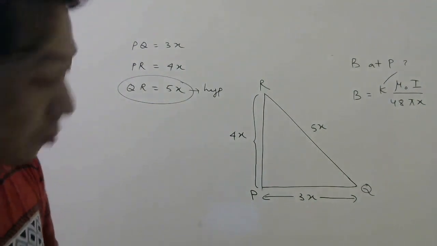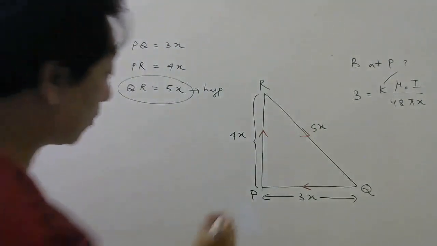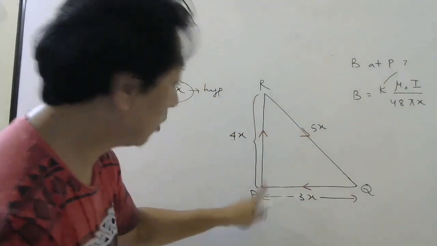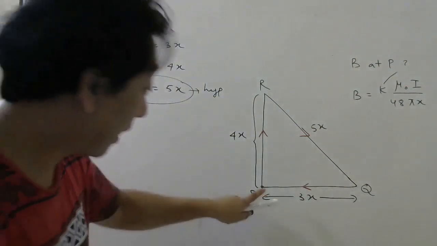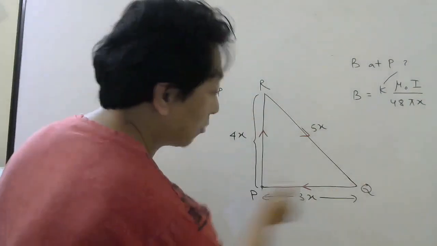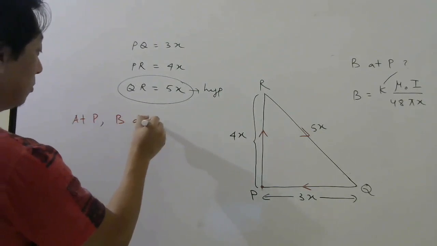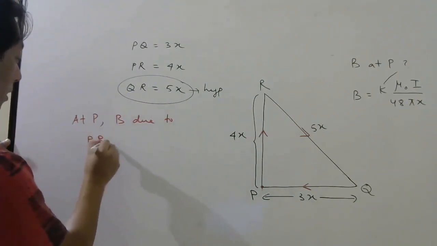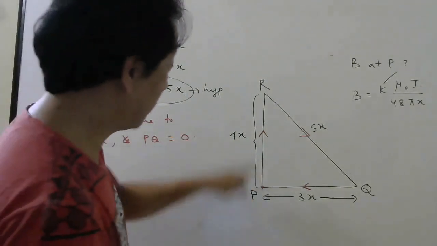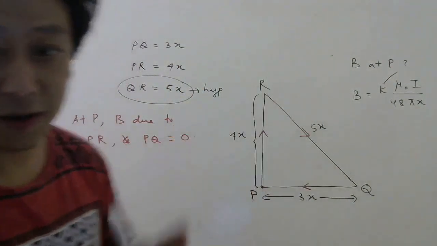Now current is in this loop. Let us say like this. They did not mention the current. Now at which point do we want the field? First understand, at this point this wire and this wire will not produce magnetic field. Why? Because this point lies on this wire also. So at P, magnetic field due to PR and PQ will be 0. So no need to calculate magnetic field here due to these two. Only due to RQ we have to calculate. And it is a finite wire, right?